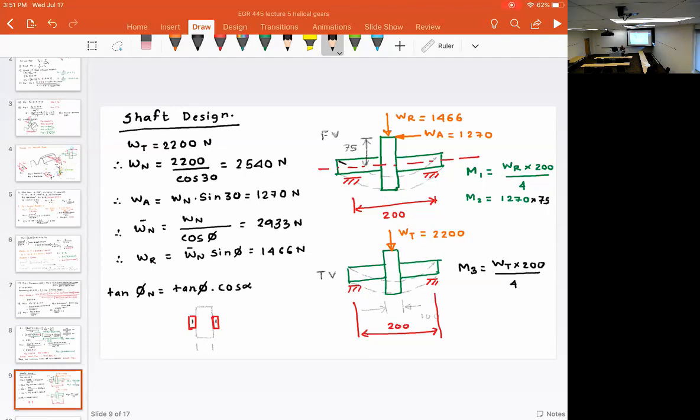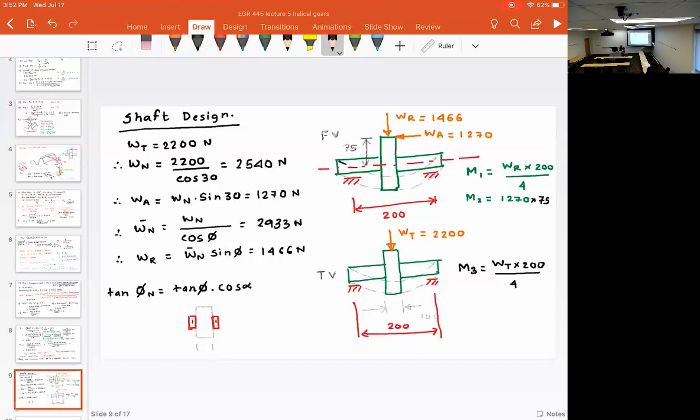Okay, so check this out. Everybody understood where the confusion is. At this point, I got three bending moments, M1, M2, and M3. And this is particularly for the helical gear. Because in helical gear, you have the tangential load, an axial load, and a radial load.